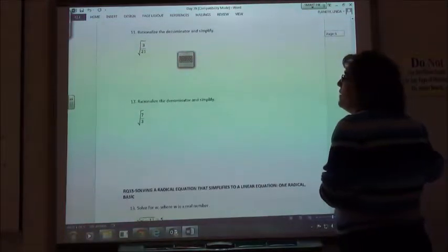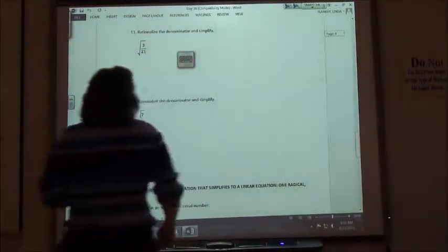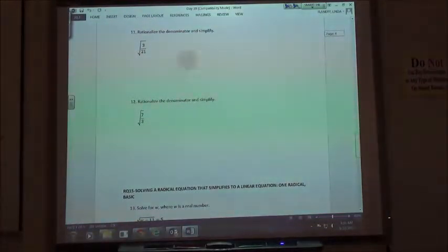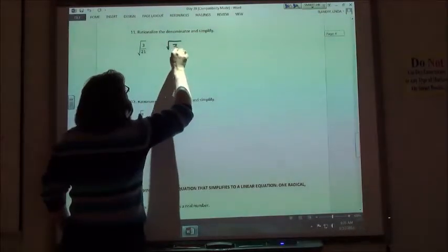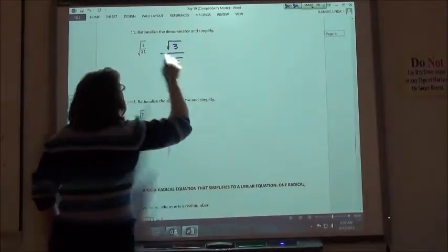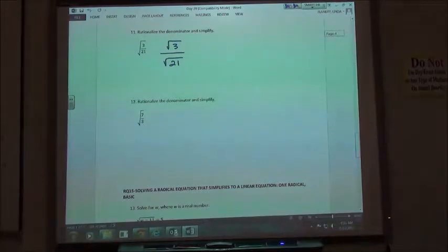Number 11. So I want to rationalize the denominator and simplify on that one. Looking at that one, what might I want to do first? Put both under a square root. I could do that. I could make that the square root of 3 over the square root of 21. Then what might I want to do with that? Multiply by the square root of 21. I could do that, but I could make my problem a little bit easier.